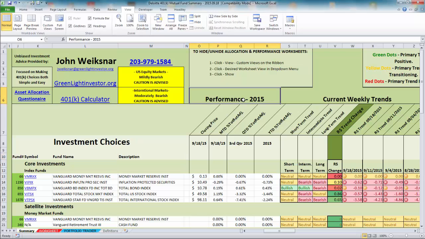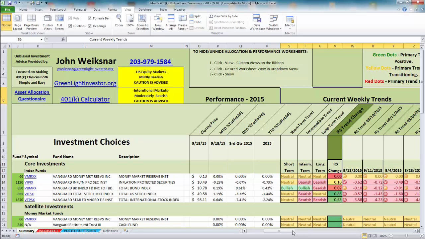In the center section of the worksheet, we update the performance each week. We'll show you the closing price, month-to-date return, quarter-to-date, and the year-to-date return. This is important so you can keep track of how your investment choices are doing compared to the other investment choices that are available to you on the worksheet, as well as in each of the separate categories.